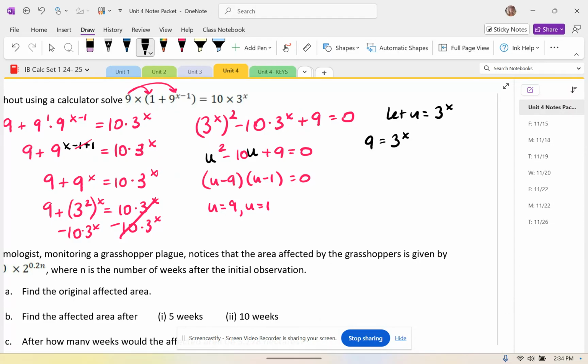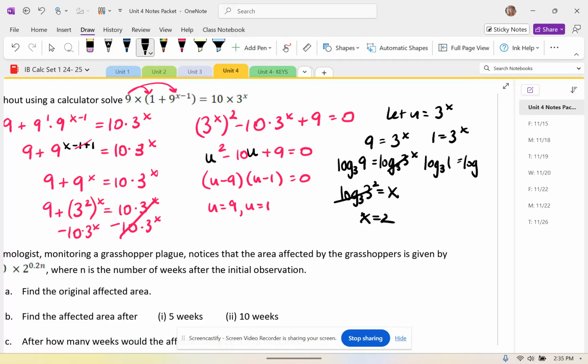So I have 9 equals 3 to the x and 1 equals 3 to the x. So if I log base 3 both sides, these cancel, and I end up with log base 3 of 3 squared equals x. These cancel, I get x equals 2. And then here I've got log base 3 of 1 equals log base 3 of 3 to the x. These cancel. Whenever there's a 1 in the argument, it's 0. So x equals 2 and x equals 0.